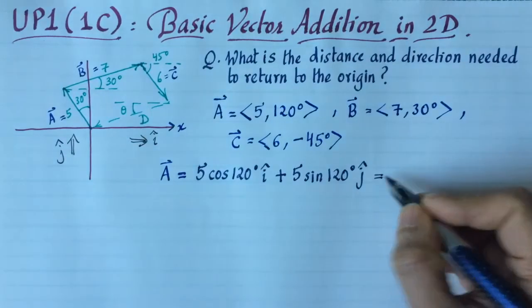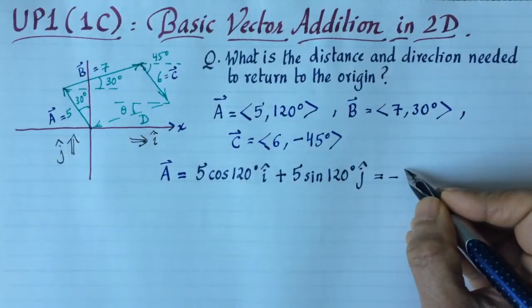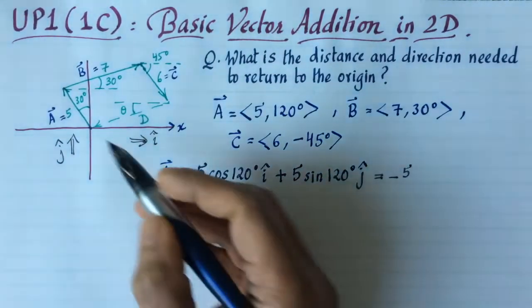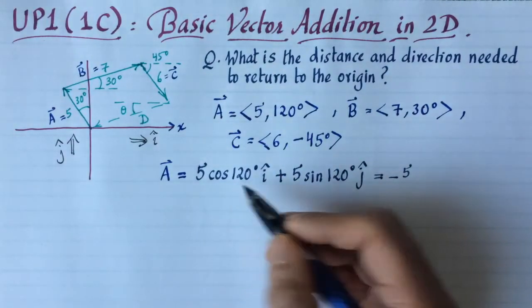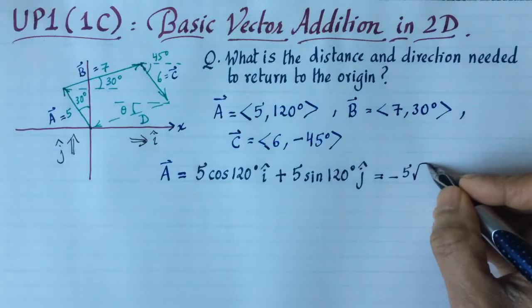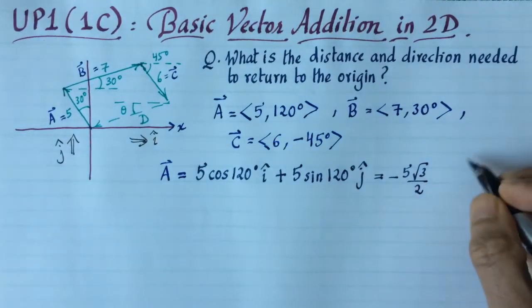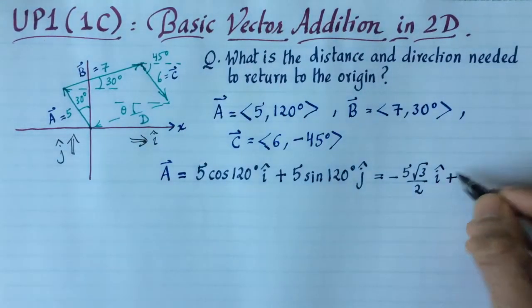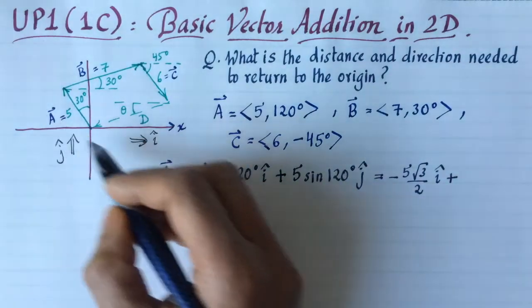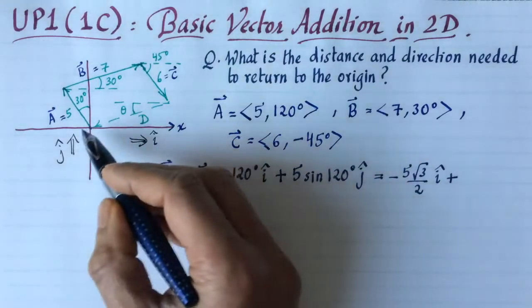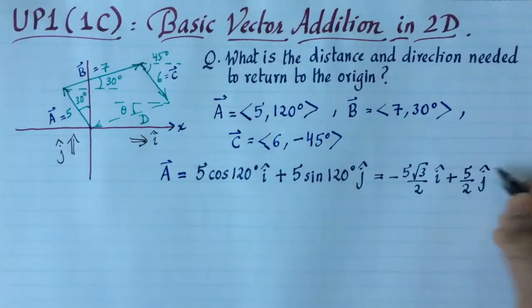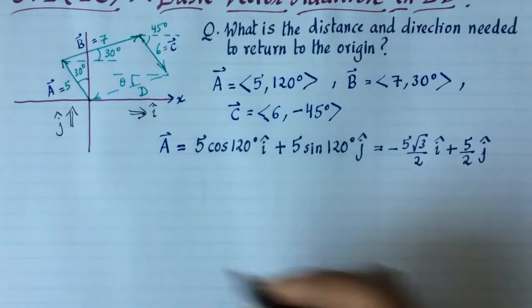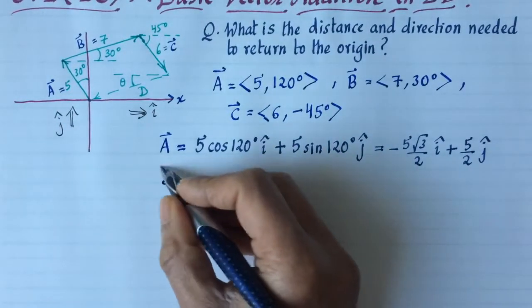Okay, so this can be written out. I remember that cosine of an angle in the second quadrant is negative, so that's actually going to be negative cosine 60, which is root 3 over 2 i hat, and sine 120 is the same as sine of 180 minus 120, or sine 30, which is half, so it's going to be 5 over 2 j hat, so that I know. Let's similarly do the conversions for B and C.